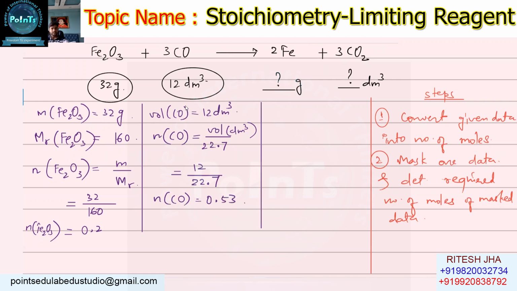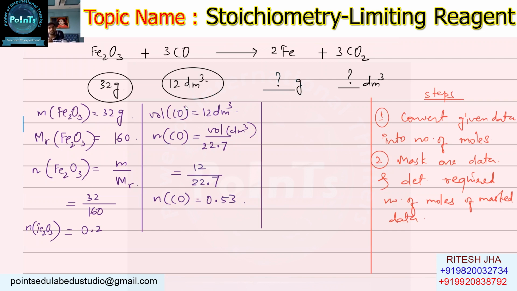Now, the second step is mask one data. So guys, please tell me which data should I mask? Either Fe2O3 or CO. Please choose one. What does mask mean? We ignore that. We consider that it's not given at all.